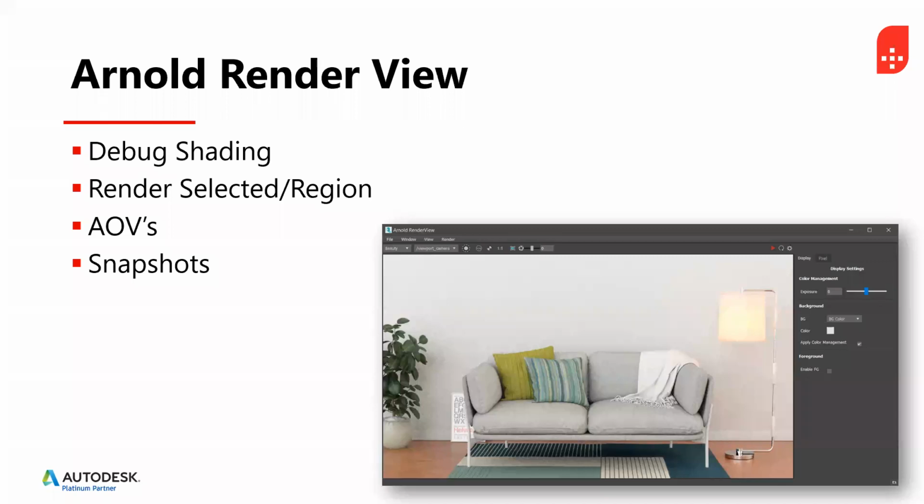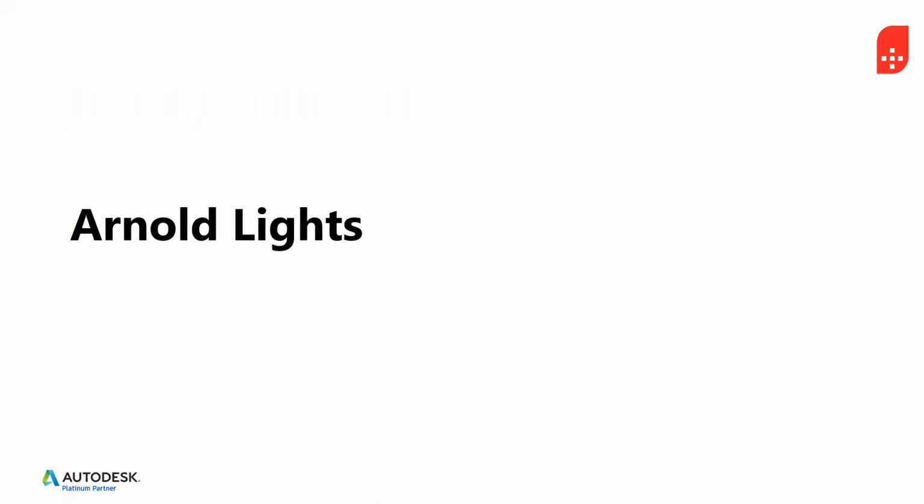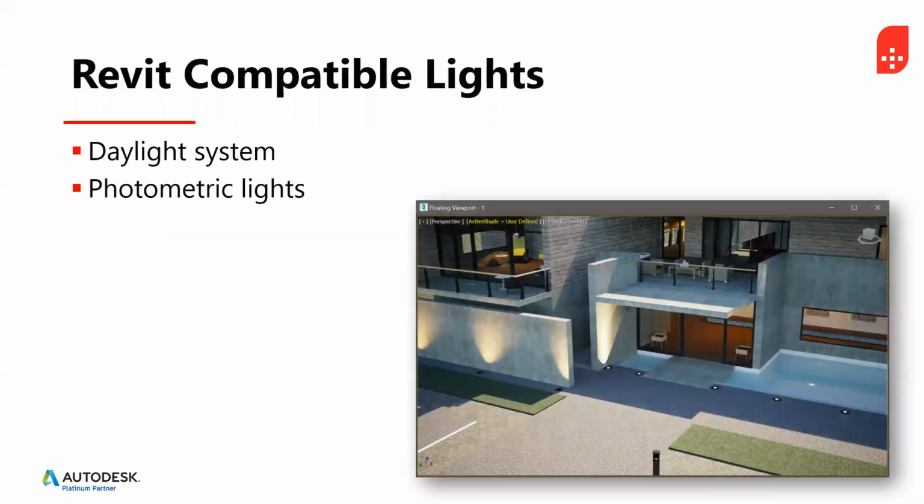We can also do render selected region snapshots. I showed you a bit like that. And then we can have a word about Arnold lights. So what lights are compatible from a Revit point of view?